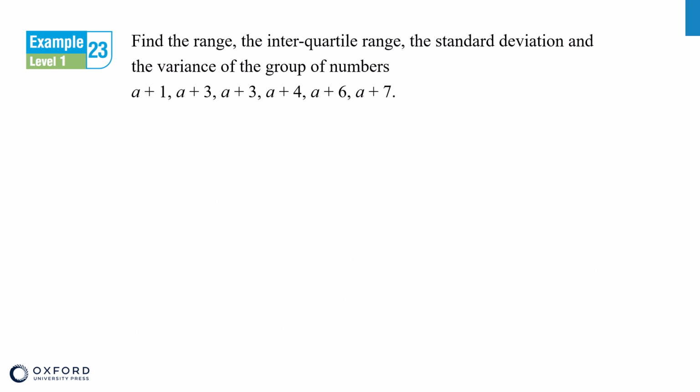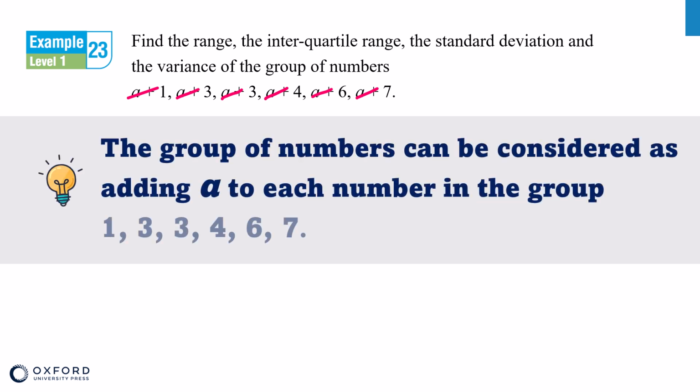Let's observe if there is a pattern in these numbers. You should now be aware that a is added to every number in this group. If we subtract it from each number, the numbers become 1, 3, 3, 4, 6, 7. As such, the original group of numbers can actually be considered as adding a constant a to each number in the group 1, 3, 3, 4, 6, 7.